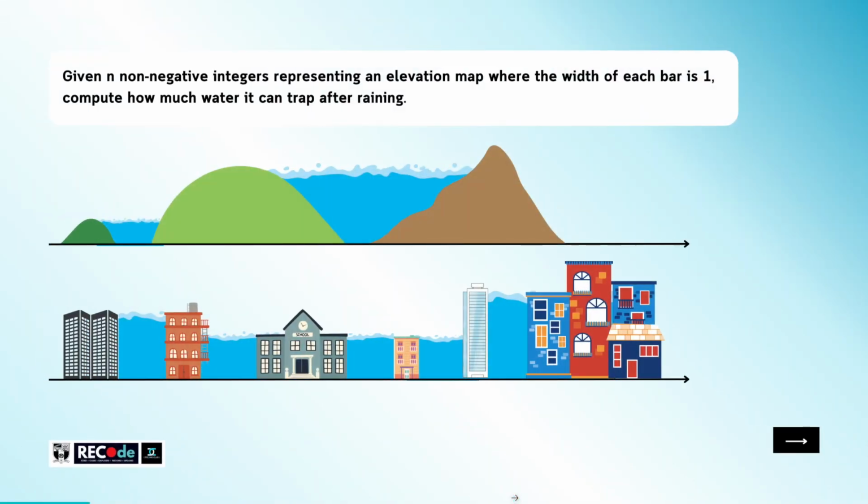These are some ways to visualize this problem. You could look at it as hills and valleys or buildings and blank areas where rainwater can be trapped, like the pictures given here.